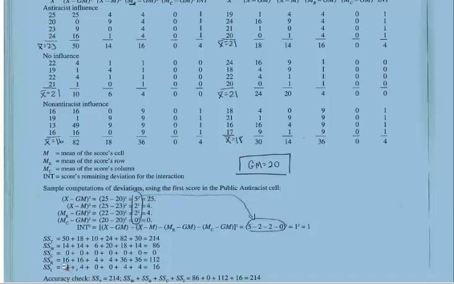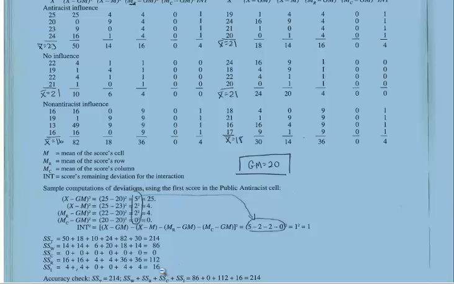Then we compute the sums of squares for rows, and that will involve us looking at the information that's in this column. That is the difference between the rows and the grand mean. So in this case, it is going to be 16 plus 16 plus 4 plus 4 plus 36 plus 36. We sum those up and we get 112.